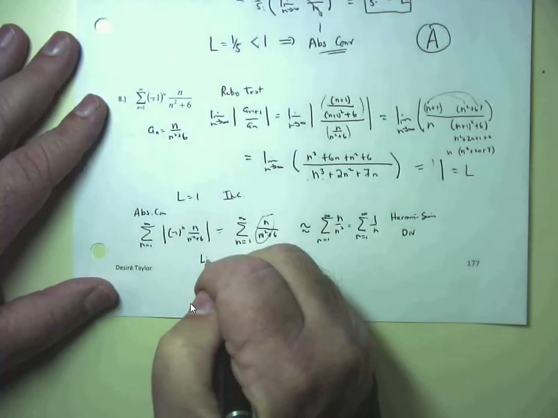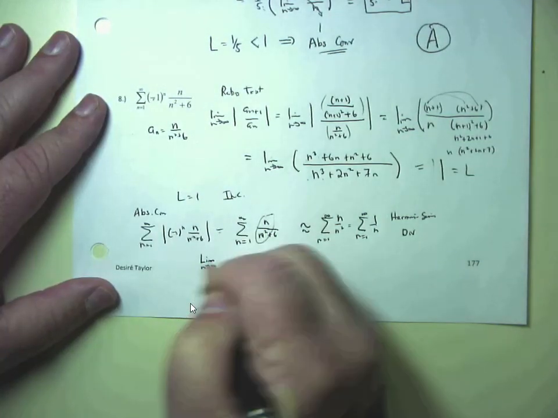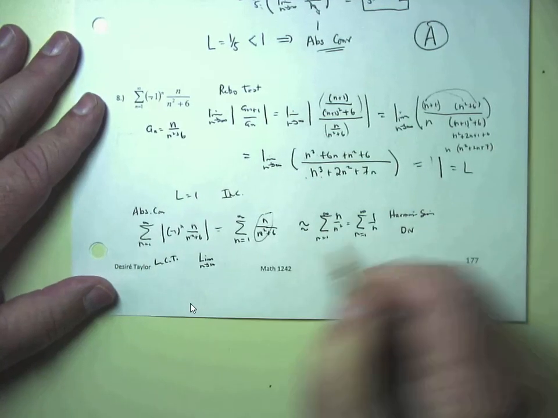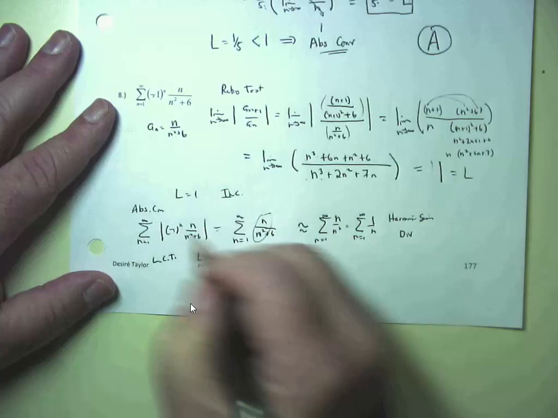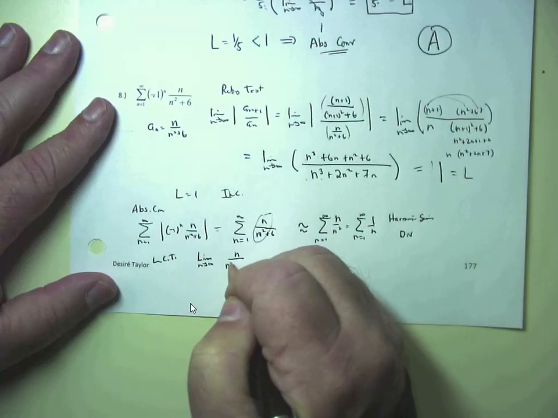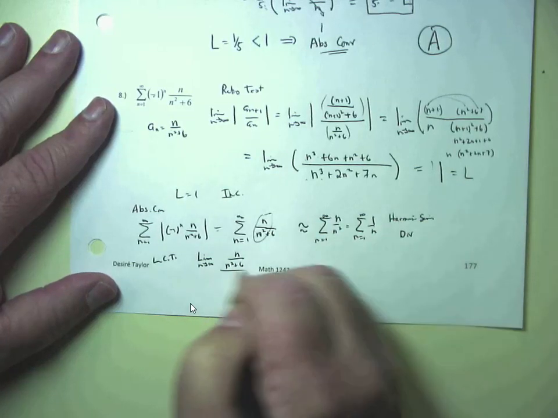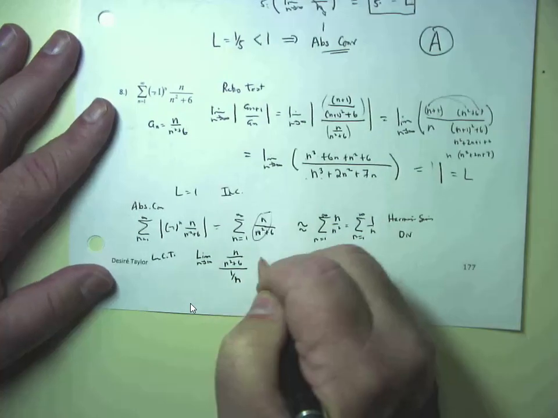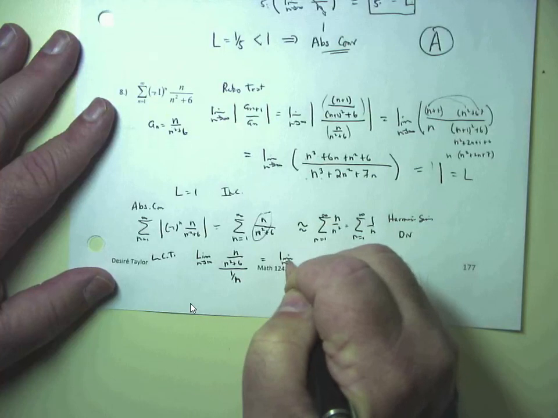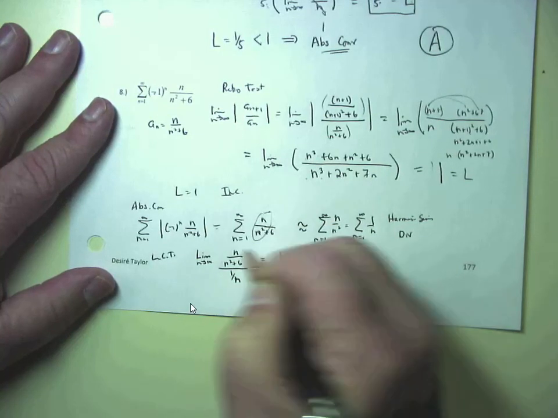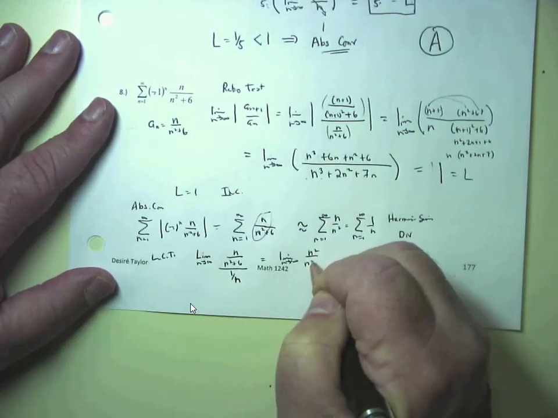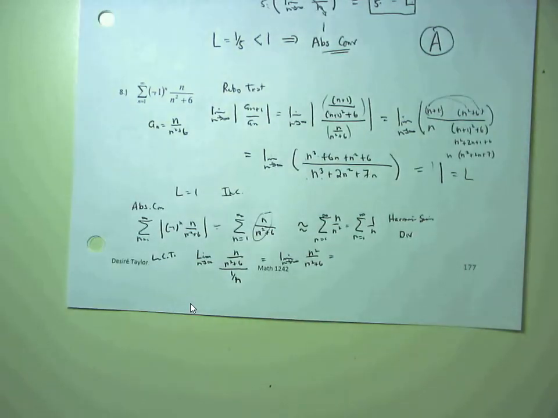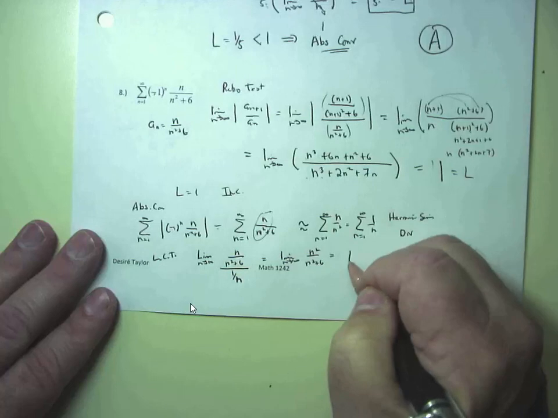So when I take the limit as n approaches infinity, it would be the limit comparison test. Limit as n approaches infinity of the ratio of the unknown, which is n over n squared plus 6, divided by the known, 1 over n. I'm going to invert and multiply. This is equal to the limit as n approaches infinity of n squared over n squared plus 6. And again, the degree of the top equals the degree of the bottom. The answer is the ratio of the leading coefficients. That's 1 over 1, which is 1.